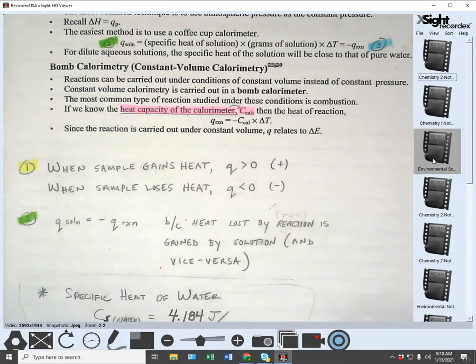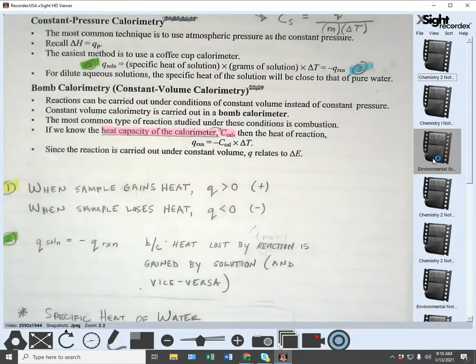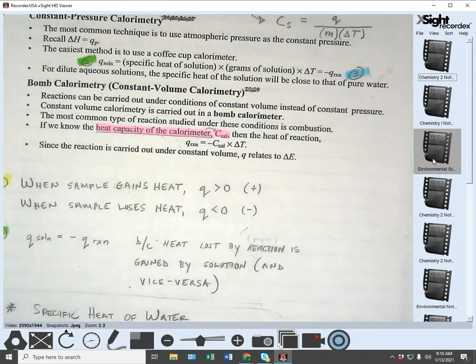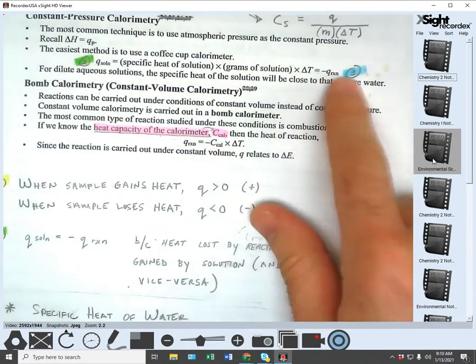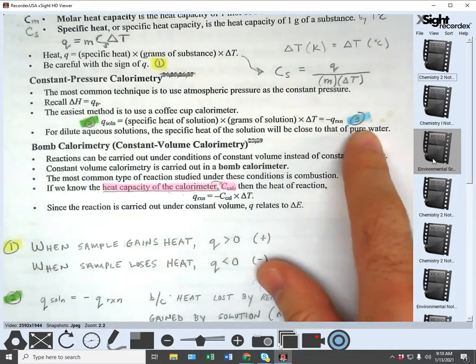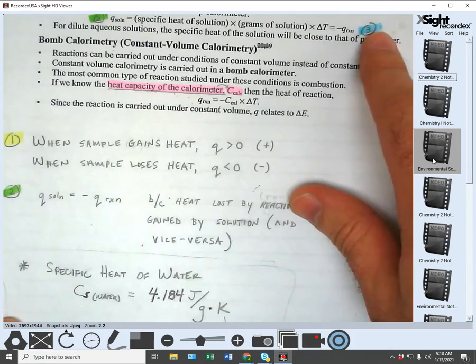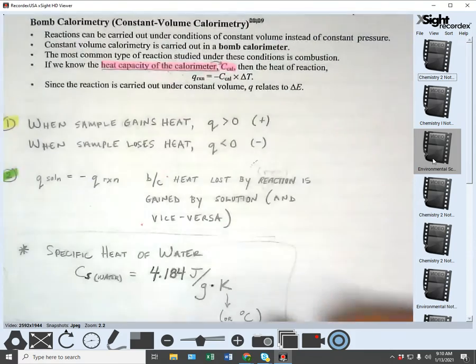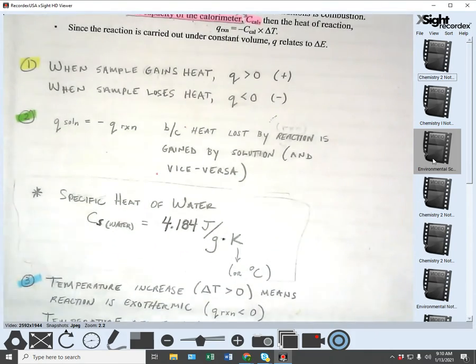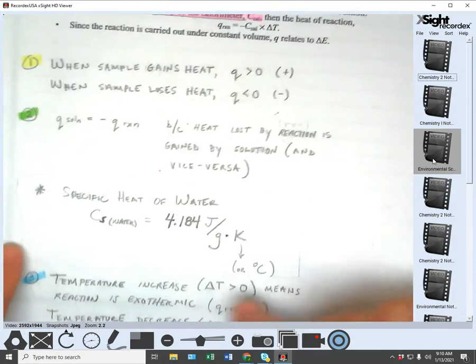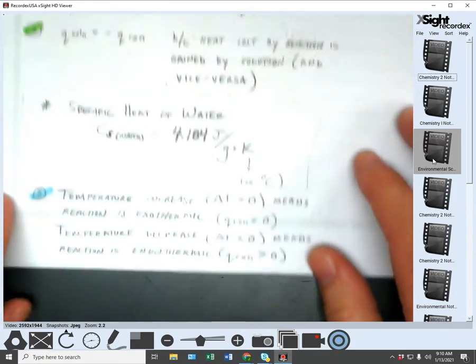Now, the third thing, along with this, remember this is the Q equals MCAT equation. So the blue mark here goes with this equation still also, for these coffee cup calorimeter, regular calorimetry.